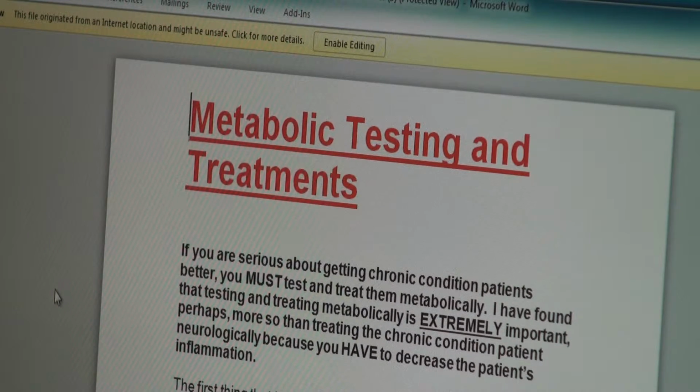What else do we do? We do testing from Cyrex Labs, C-Y-R-E-X. What do they do? Well, they have 3 arrays that we utilize. They're coming up with array number 5. The first array is a saliva array. I don't really use that with my patients. Some of the doctors in the program do. But array number 2 looks at your gut function.